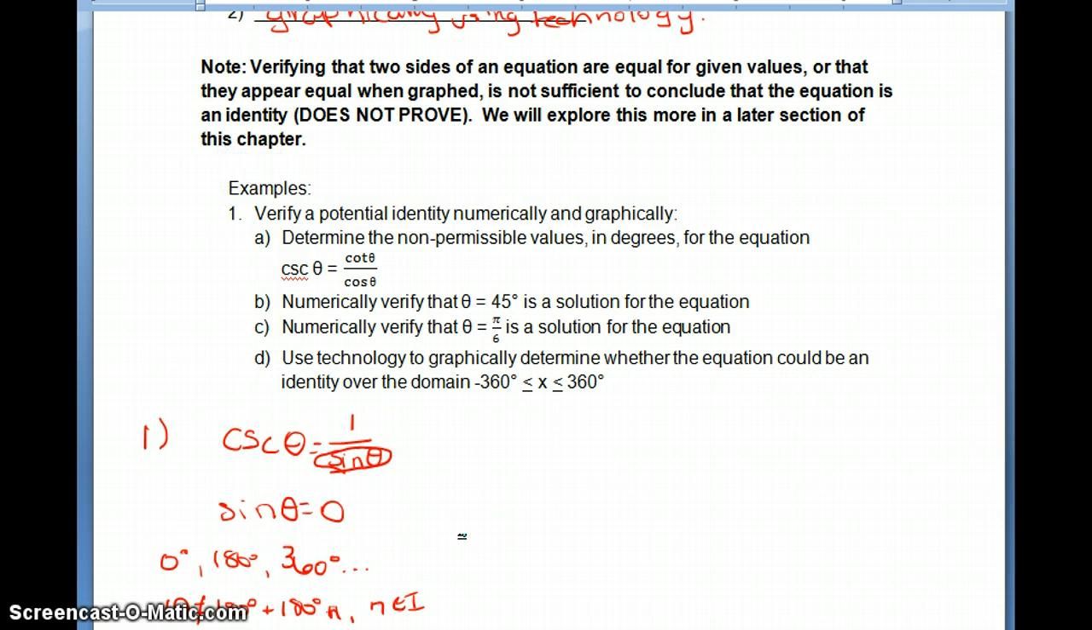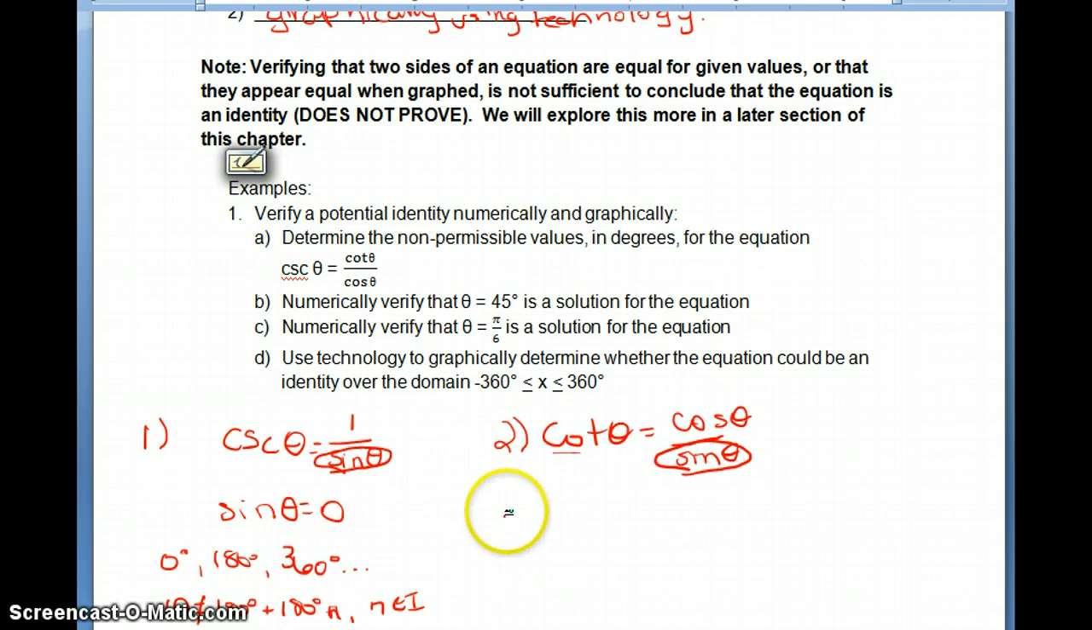Okay, so that's for cosecant of theta. Our next one here, we're going to look at cotan of theta. If you guys remember, that one is equal to cosine of theta divided by sine of theta. So we want to look once again at the bottom here. When is sine of theta equal to 0? We don't need to repeat this one because we already know from the first one when sine of theta is equal to 0.